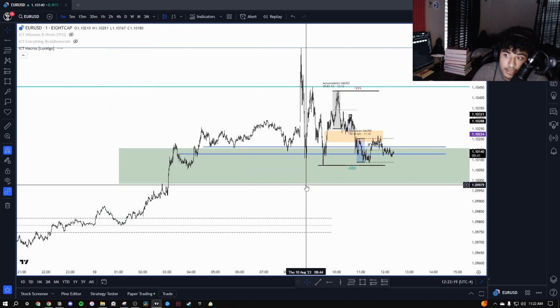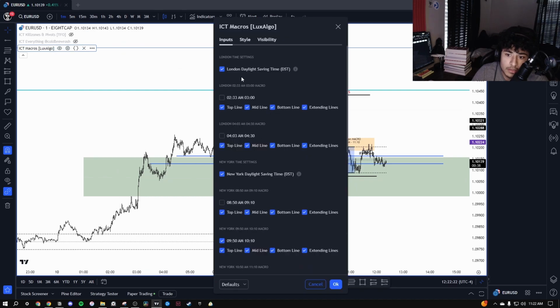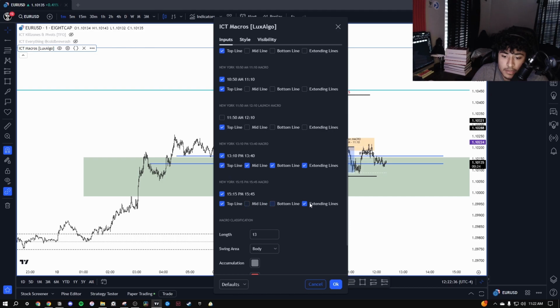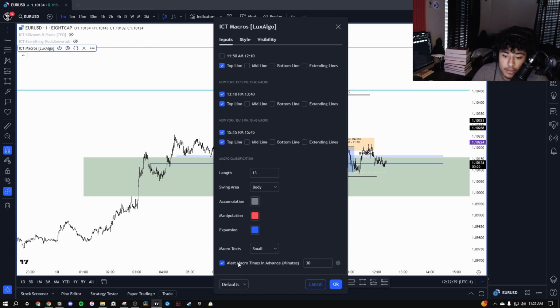So yeah, next one will be ICT macros. ICT macros are very powerful. These are very, very powerful. If you don't want to have those lines on, you can by all means, but I don't usually like having my chart cluttered up with too much stuff.